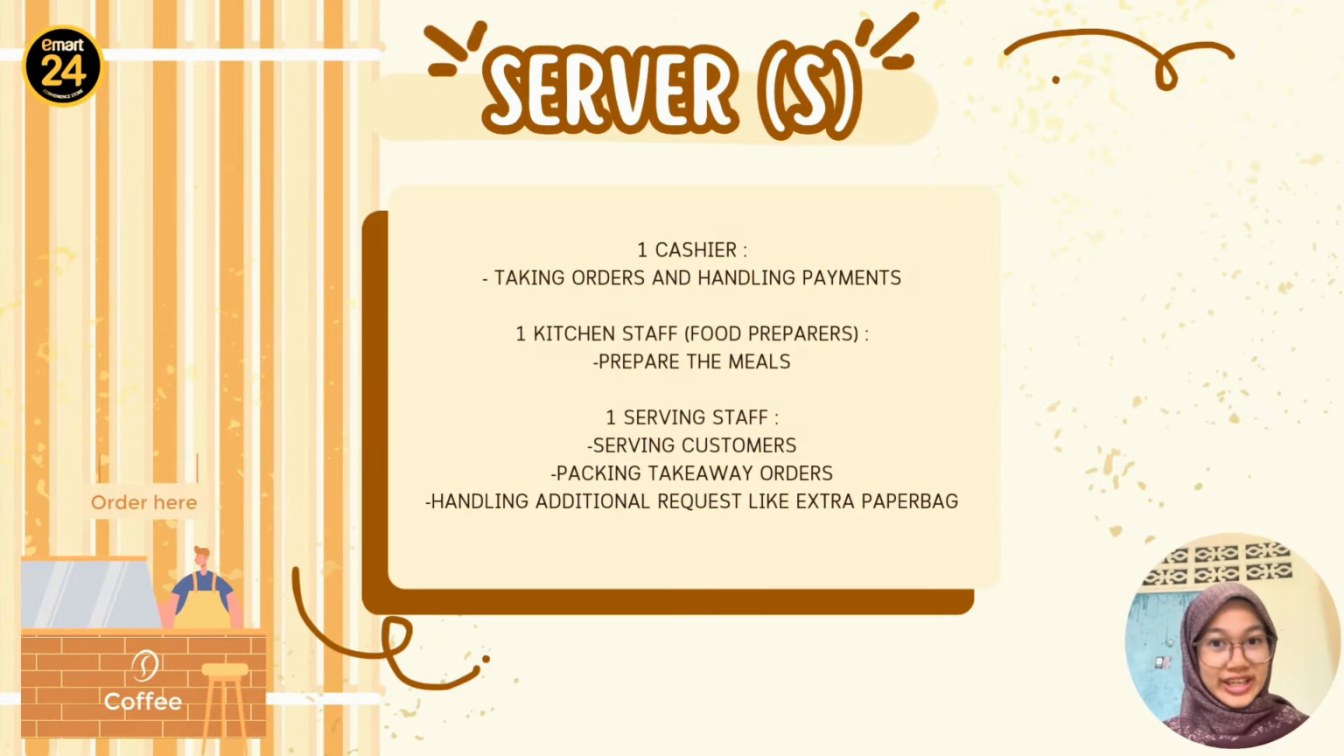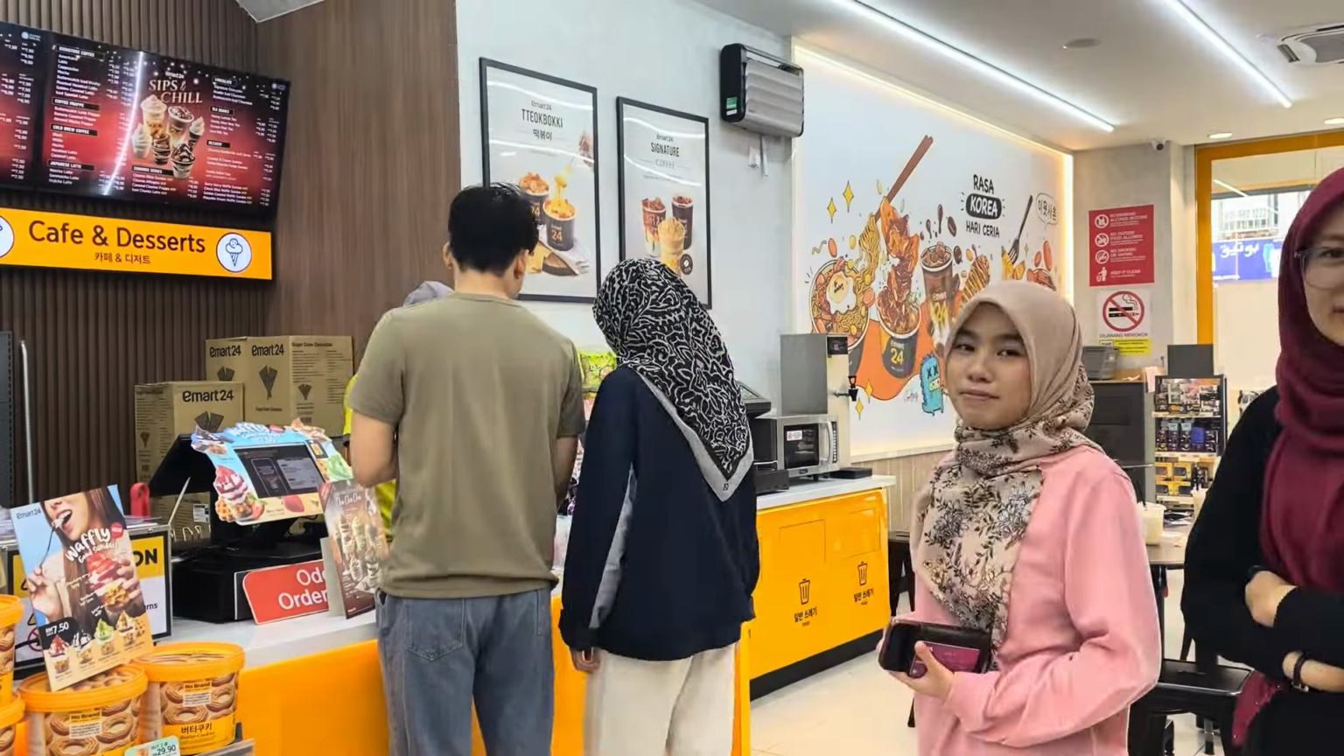From the 1 hour observation, the server system used in the shop was one cashier to take the order and handle the payment made by customers. Then, they have only one kitchen staff, the food preparer, to prepare the meals. Other than that, they also have one serving staff to serve the customers, pack the takeaway orders and handle additional requests like extra paper bags.